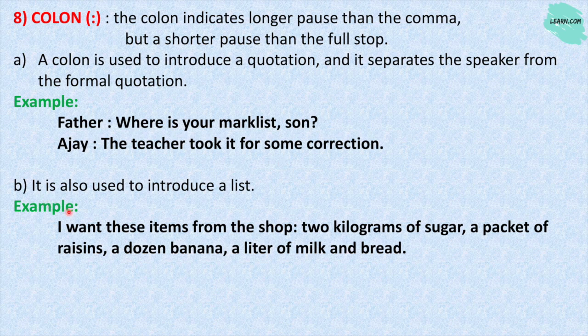Next point how the colon can be used is to introduce a list. Whenever we wish to introduce a list, and now the list can be of anything, names, things, objects, then we have to use the colon. See in the example, I want these items from the shop. Now what are the items? That is, we have to prepare a list of items. So we are using a colon here. 2 kilograms of sugar, a packet of raisins, a dozen bananas, a liter of milk and bread. So in this way, whenever we wish to introduce a list, we use colon.